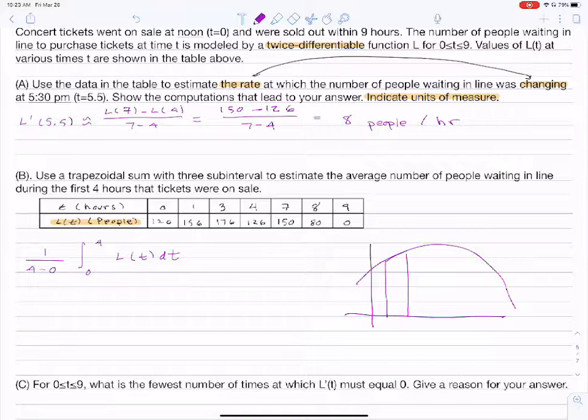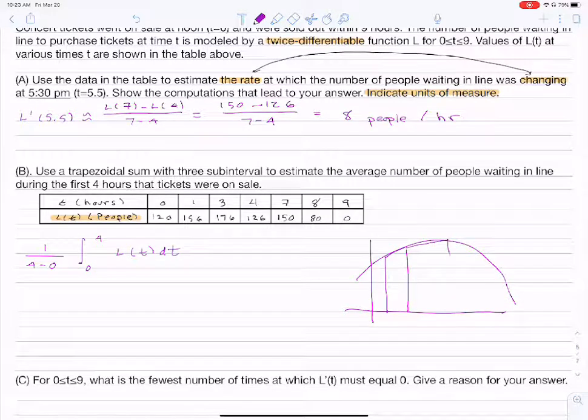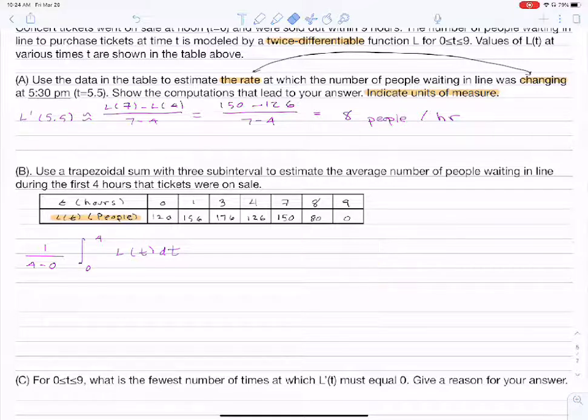Those trapezoids, there's nothing special about them. They don't have to have the same base. So I can make skinny ones, I can make fat ones, I can do whatever I want. That's a trapezoidal sum. You're just taking your trapezoids and adding them all together. When you have the trapezoid rule, on the other hand, the trapezoid rule is very specific. It says all your bases have to be the same. Okay, this is a trapezoidal sum. So all they want us to do is literally break this up into 3 trapezoids.